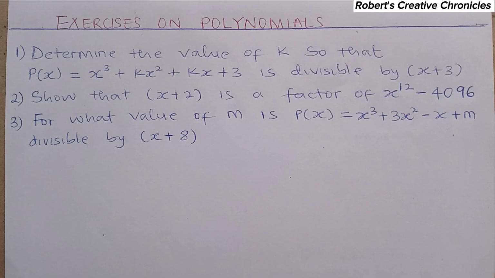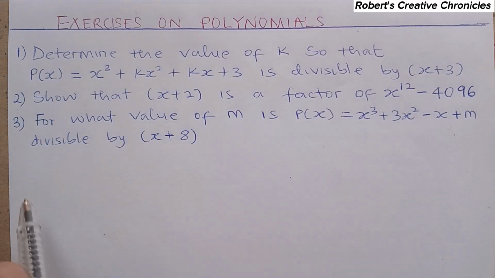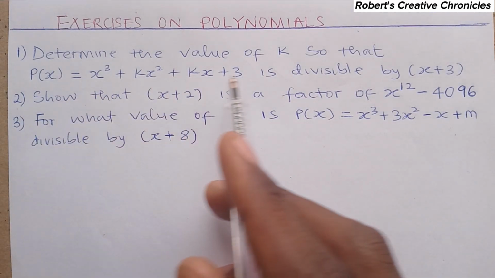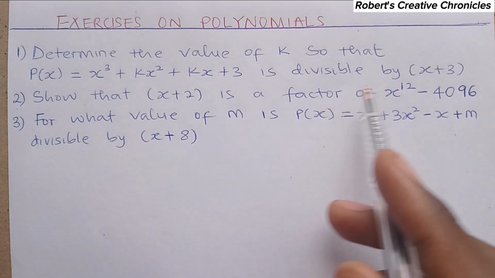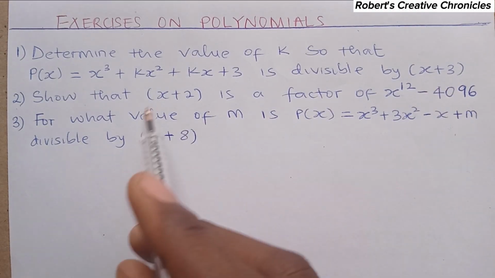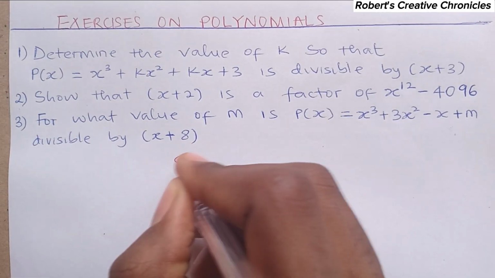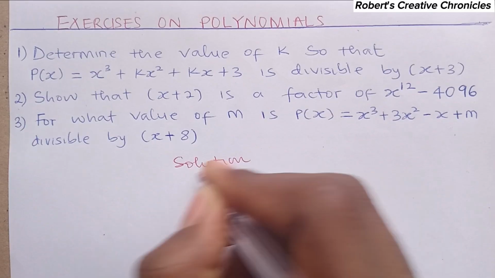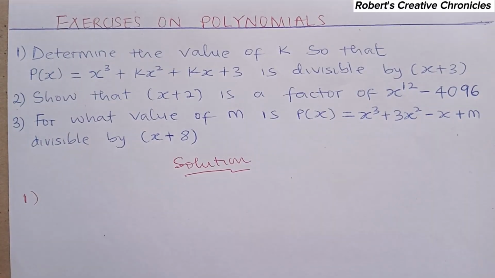So today, we'll be solving these exercises on polynomials. The first exercise states: determine the value of k so that this polynomial p(x) is divisible by this. So we'll start with this first one. Solution. And we'll start with number 1.